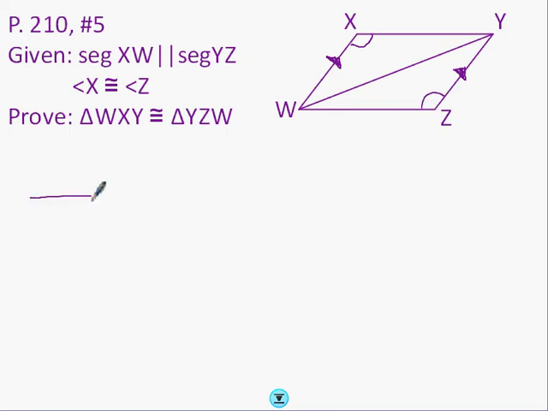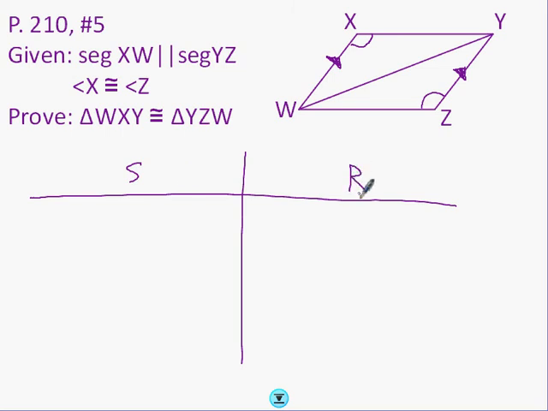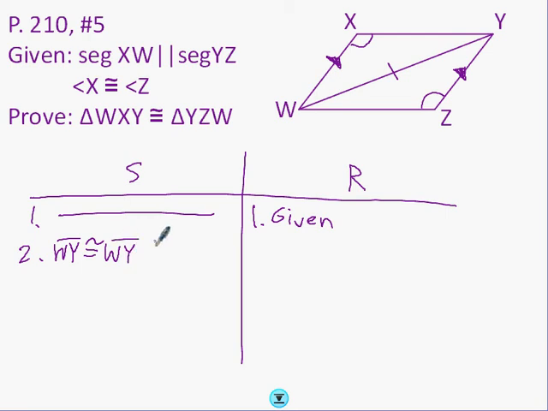Well, that's good information. I've only got to find 2 more pieces of information before I can prove these are congruent. Statements, or the given, the first statement is this given. The reason we know it's true is because it's given to us. The second statement, well, hopefully you can just look at the picture and tell that WY in the left triangle is congruent to WY in the right triangle. So our statement is going to be that WY is congruent to WY. And the reason we know that it's true is because of the reflexive property.